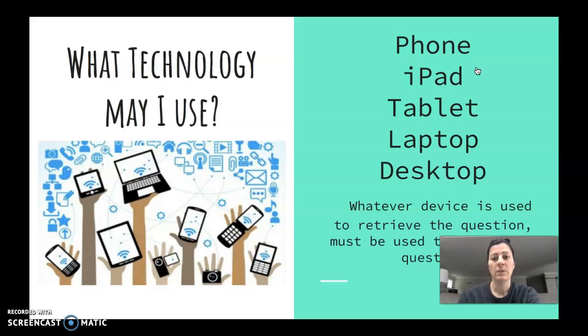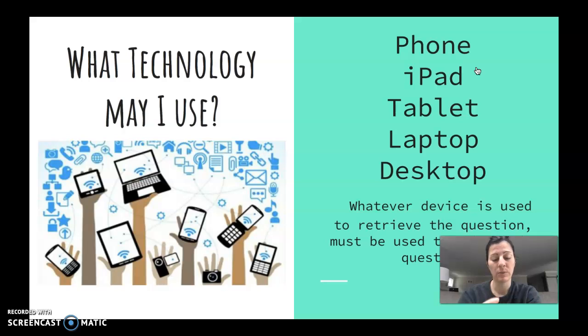Technology use, you can use your phone, your iPad, a tablet, a laptop, your desktop, any device that you want that you can actually get the internet off of. But here's the trick. Whatever device you use to acquire the questions has to be the device that you use to then upload and submit your responses. So if you try to use your laptop, but you want to take a picture of your response using your cell phone, you then have to take your cell phone, email that to your laptop, and then upload from your laptop. Same thing if you're using an iPad or anything else.